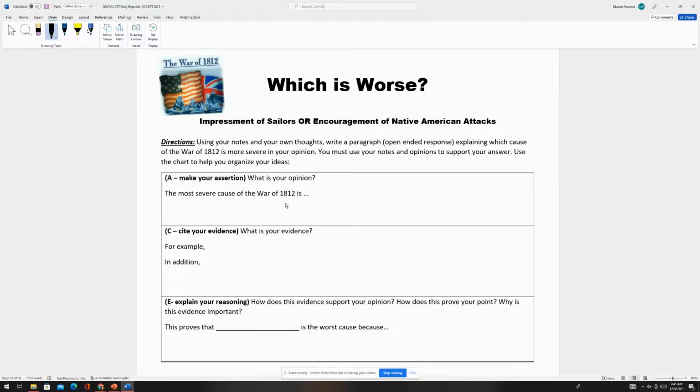The most severe cause of the War of 1812 is what? Which one of these? Go ahead and circle which one you think it is. Then give an example why you think it's so bad, and then give it another example. This proves that blank is the worst because, all right?